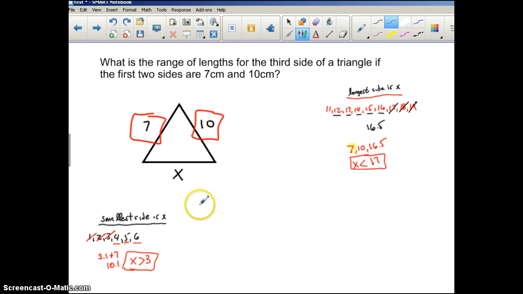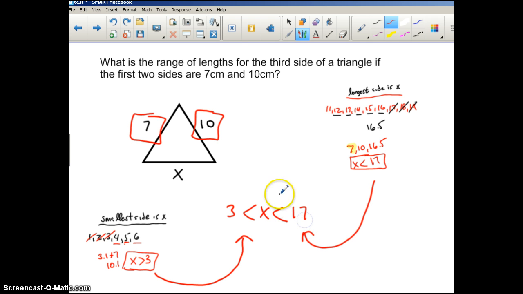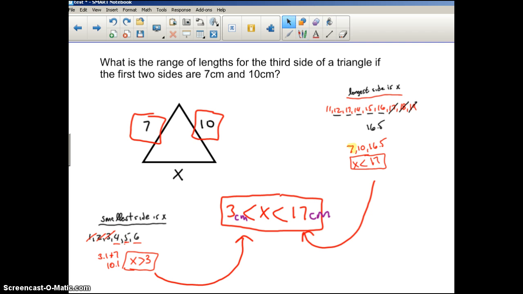So the way you do this to write this as one inequality statement is you put an x down and you put two symbols going both the same direction. And now we're going to translate this into this first part where x has to be bigger than 3, but then it also has to be less than 17. So the range of third sides would be greater than 3 centimeters while simultaneously less than 17 centimeters. And that's how you do one of these range of the third side problems.